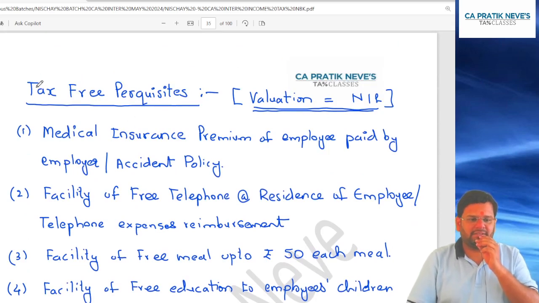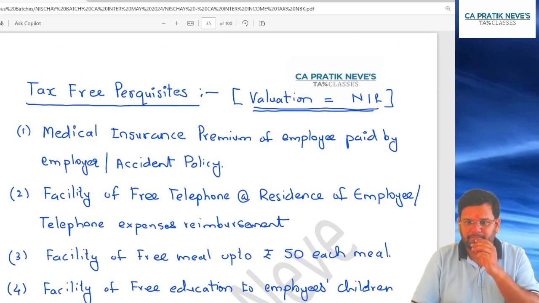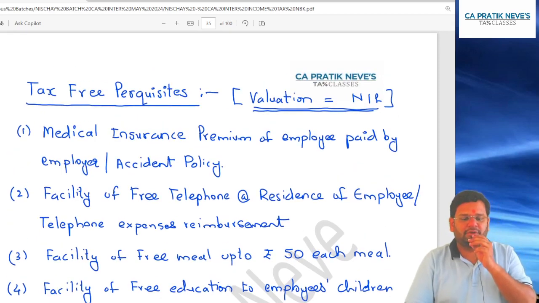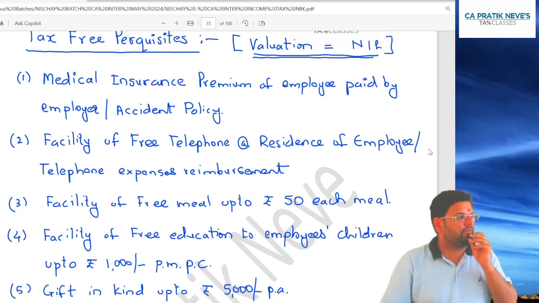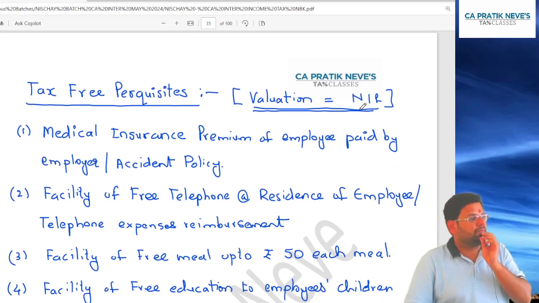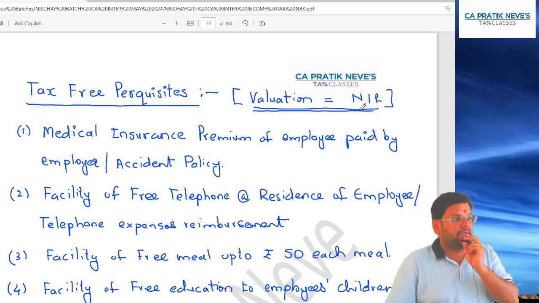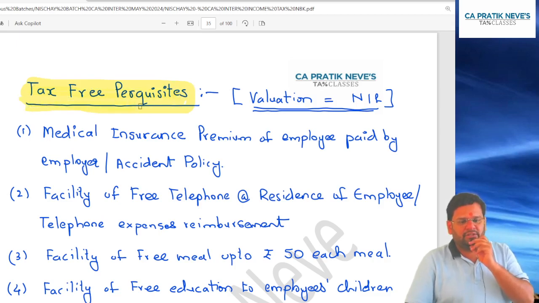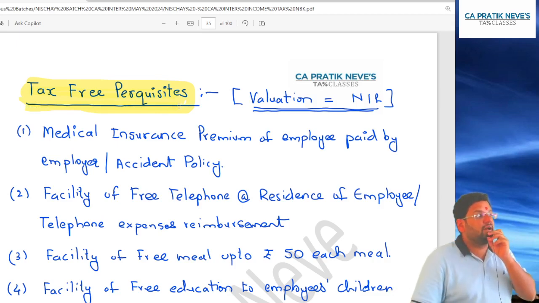Give the heading tax free perquisites. In your provisions and concepts book, give the heading tax free perquisites. Tax free perquisite means its valuation will be nil. So what is the best thing about tax free perquisites? Its valuation will be nil. You have to just learn which are the benefits which are tax free. Means employer will give these benefits to employee, but in employee's hands value will be zero.